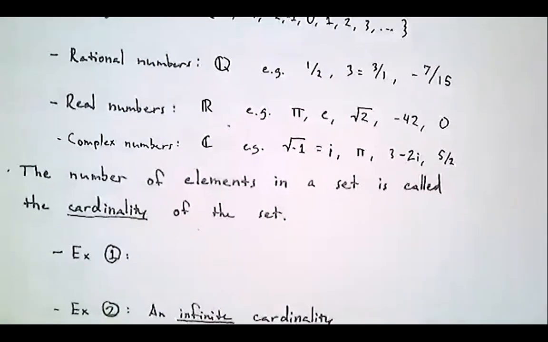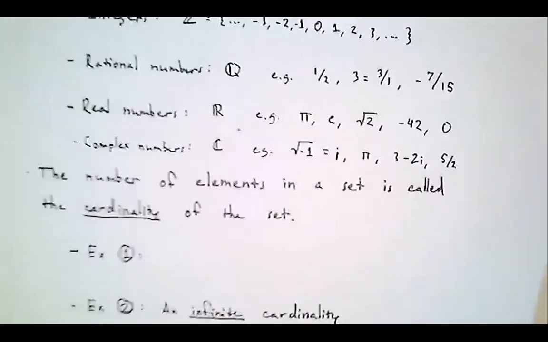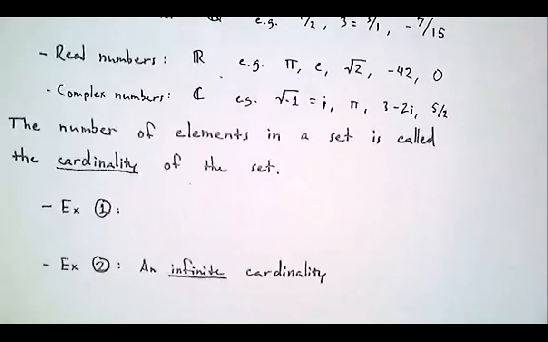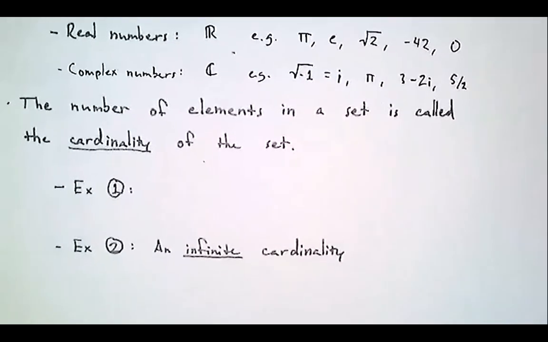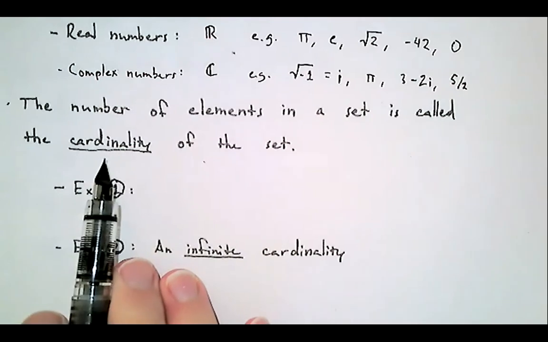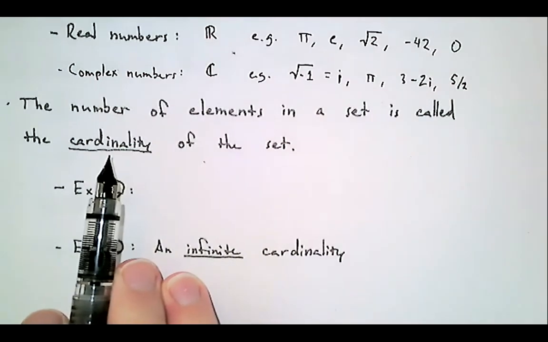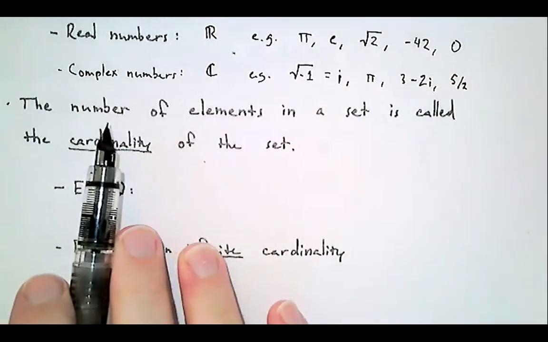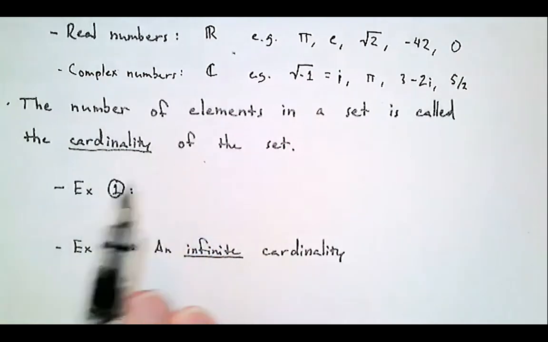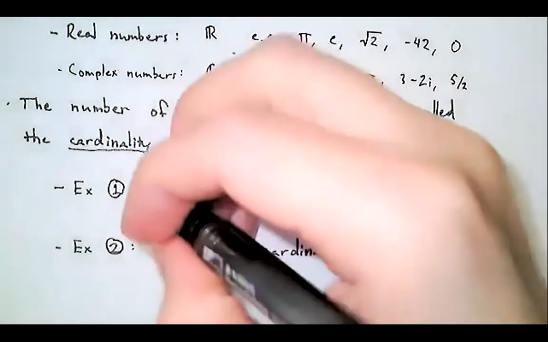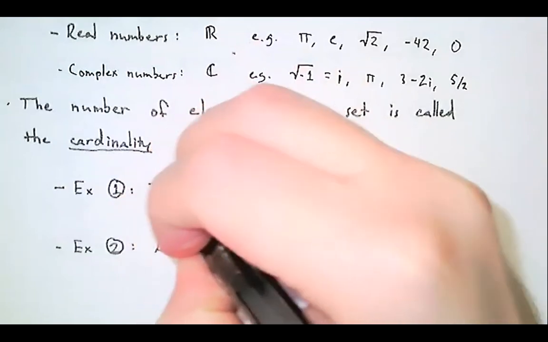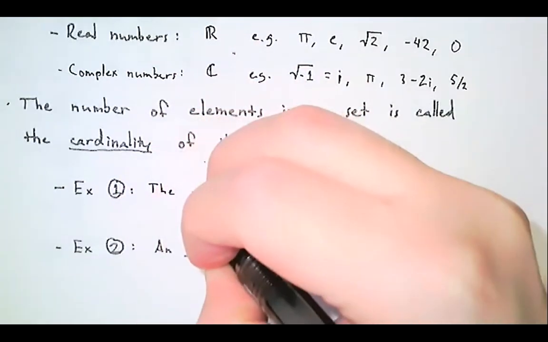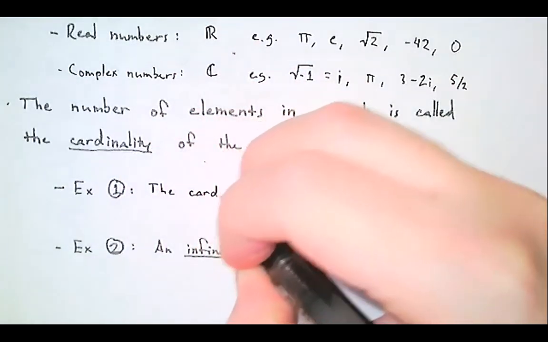Okay, but you should all already be familiar, at least to some extent, with all of those sets. The next idea I want to talk about is the concept of cardinality. And this is, well, it's a fancy word for the number of elements in a set. So for example, we can go back to the first set that we talked about today and look at its cardinality.